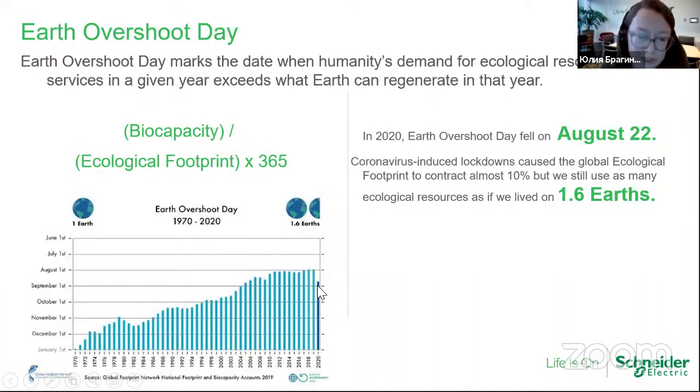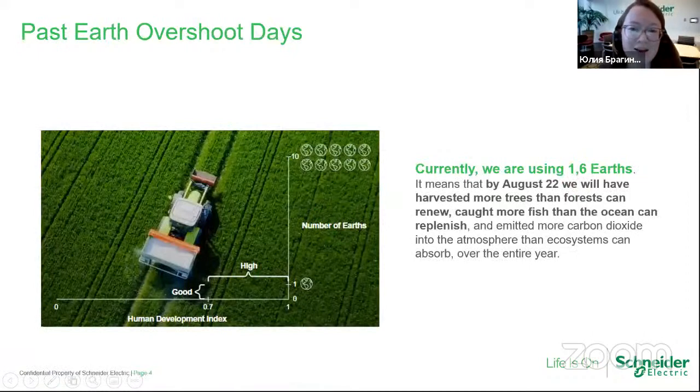But in 2020, the coronavirus and lockdowns caused the global ecological footprint to contract almost 10%. But we still use as many ecological resources as if we lived on 1.6 Earths. It means that by the 22nd of August, we will have harvested more trees than forests can renew, caught more fish than the ocean can replenish, and emitted more carbon dioxide into the atmosphere than ecosystems can absorb over the entire year.